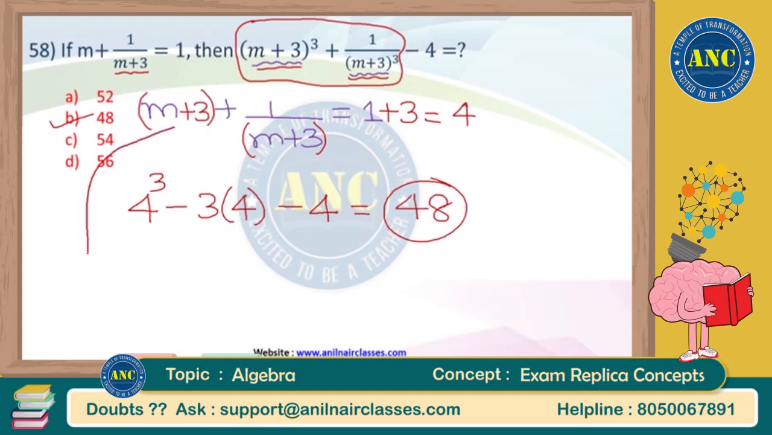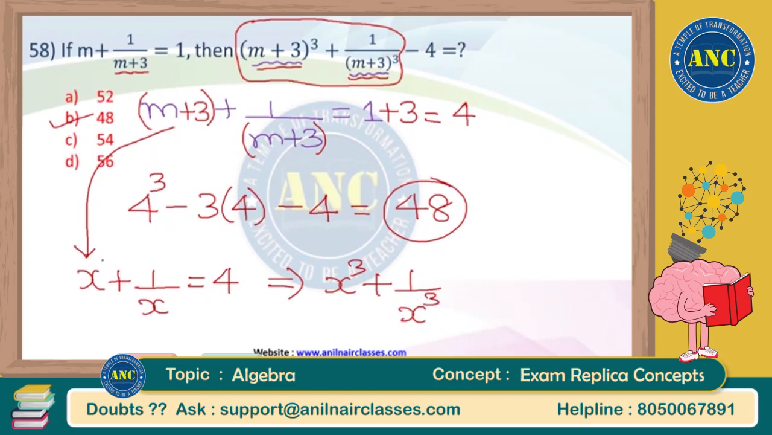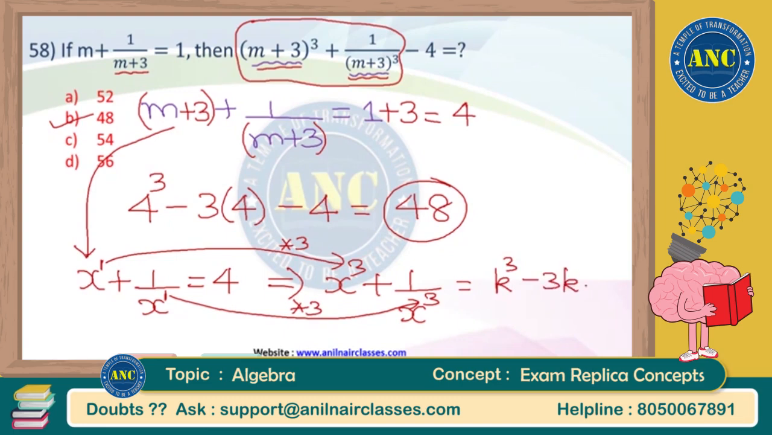This particular question, the 58th previous question: the value of x plus 1 by x is given in the question as 4, and they are asking you the value of x cube plus 1 by x cube. The power of x is 1, here also the power of x is 1, and the power 1 is becoming 3. That means the power is multiplied by 3, here also the power is multiplied by 3. X cube plus 1 by x cube is k cube minus 3k. Right? This you are aware of.